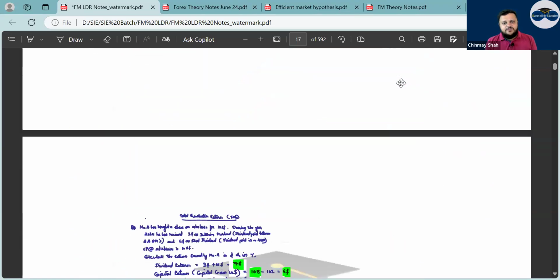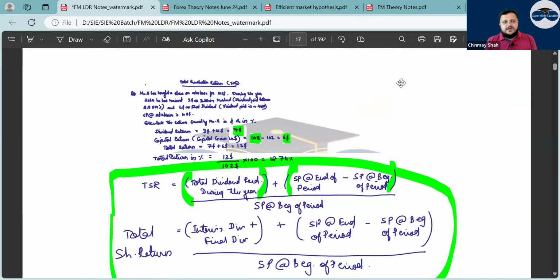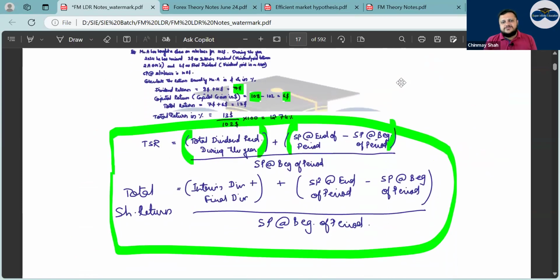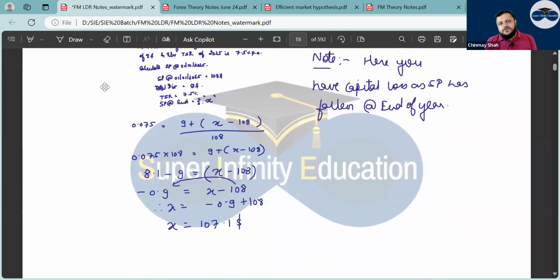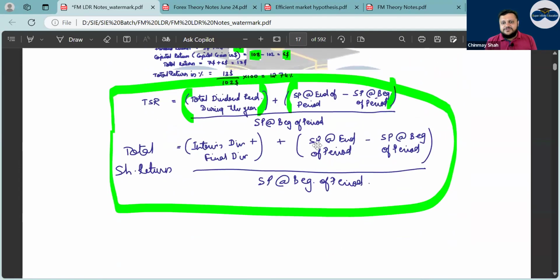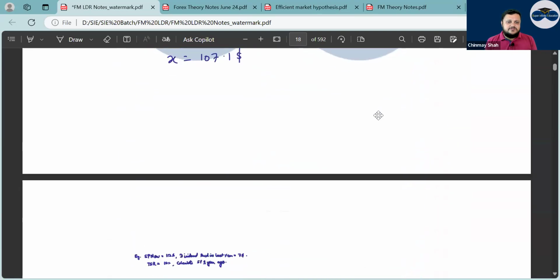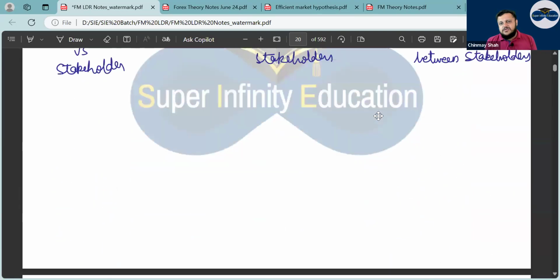Then comes the part of TSR or total shareholder return. TSR formula is nothing but total dividend received during the year, that is your interim dividend plus final dividend, plus share price at the end of period minus share price at the beginning of the period, the whole divided by share price at the beginning of period. A lot of questions have come up where not only TSR is asked, but the share price at the end of 1 year is asked. One question says today share price is 110, and 1 year ago how much was the share price? Find that out. That question has also been asked in exam.